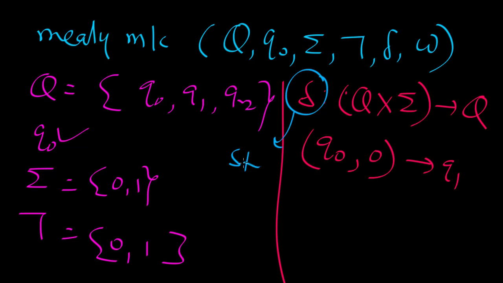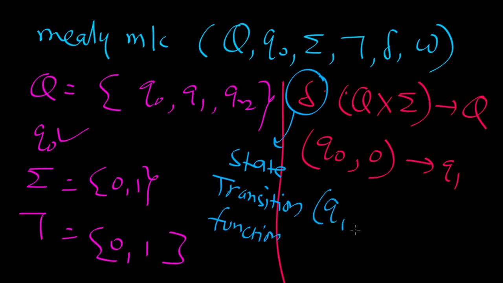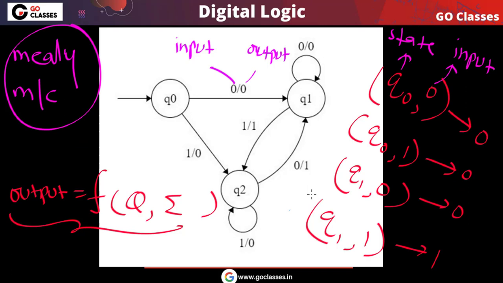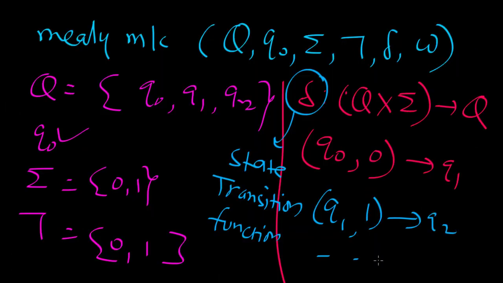This we have already seen: the state transition is how we go from one state to another. For example, if you are in state Q1 and you read 1, then you will go to state Q2. Like this, this is your state transition function. And what is the output function?